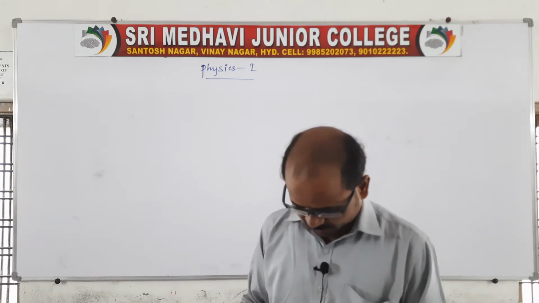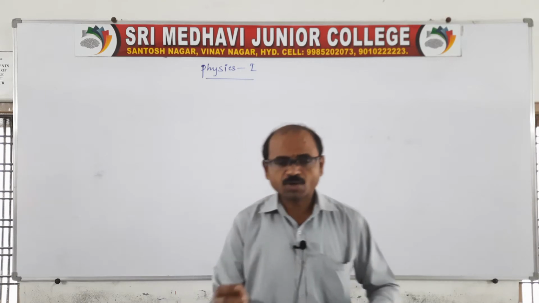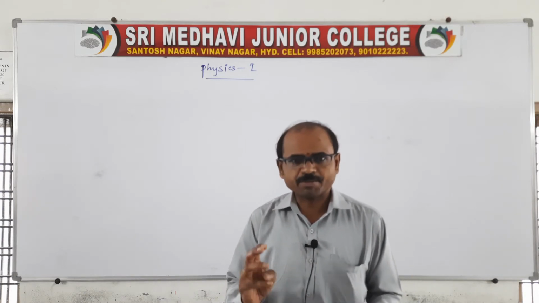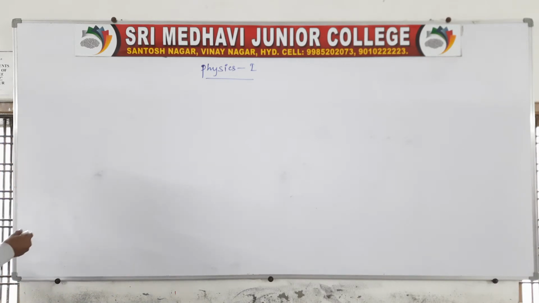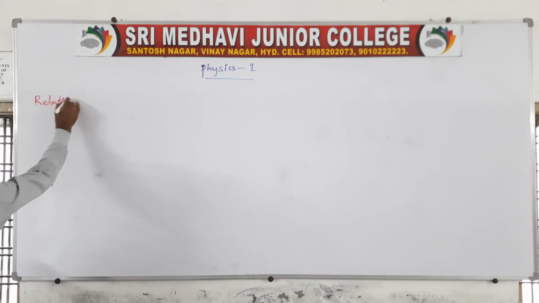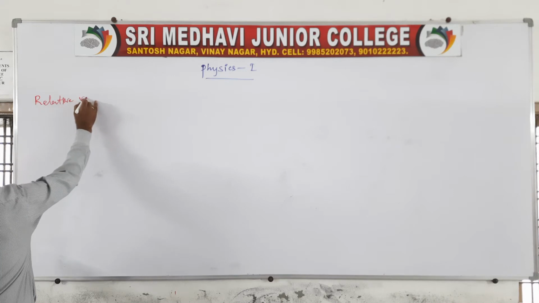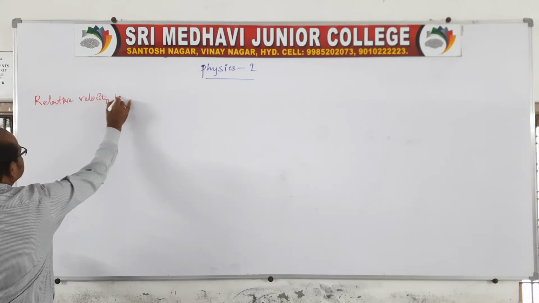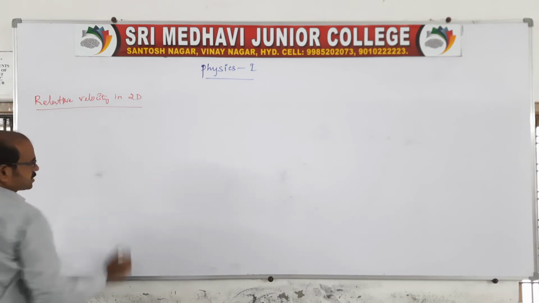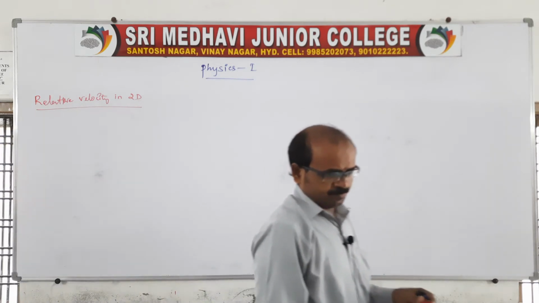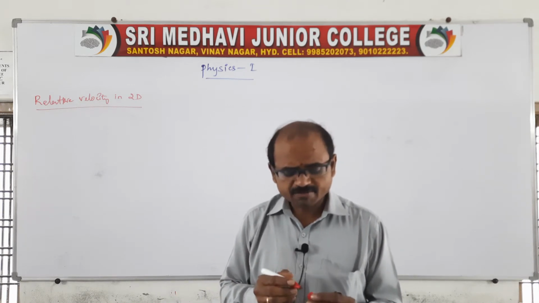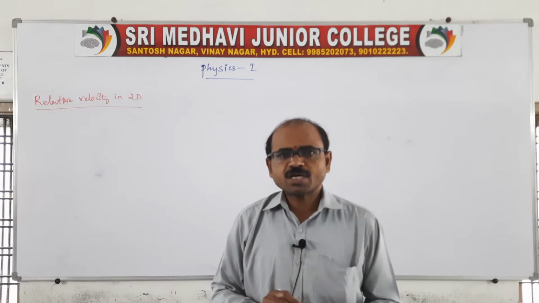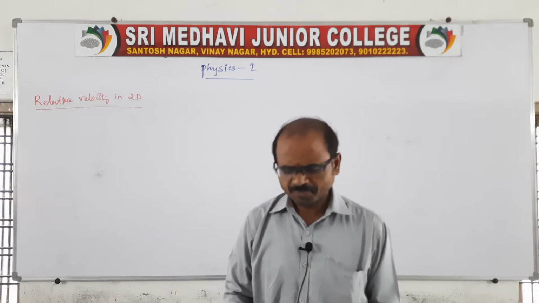See, in this motion in a plane, I want to tell about relative velocity in 2 dimensions. Already relative velocity in 1 dimension is finished, but now I want to tell you about relative velocity in a 2-dimensional plane. In 1 dimension and 2 dimensions the statement is the same: the velocity of one body with respect to the other body we call the relative velocity.